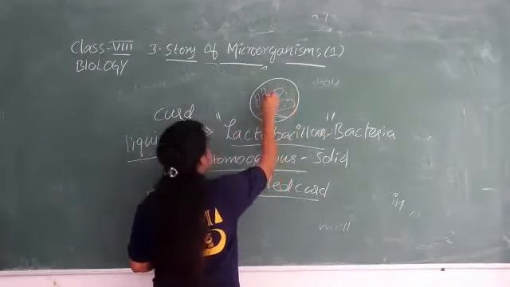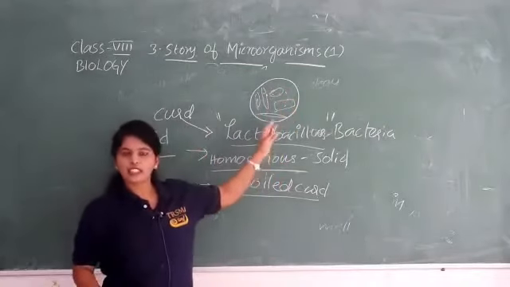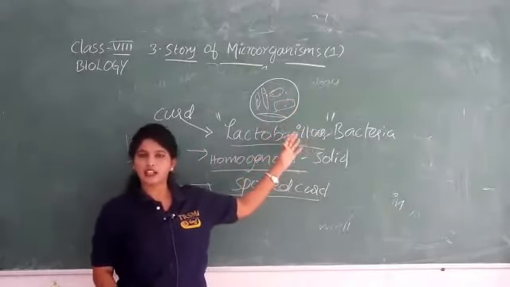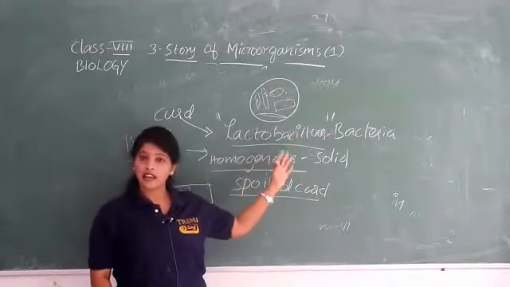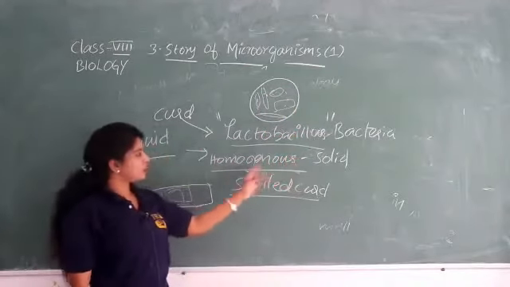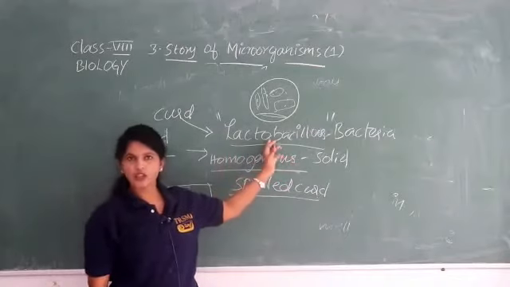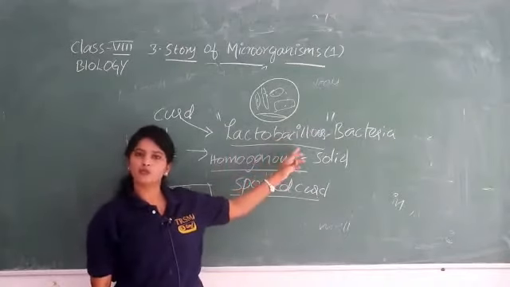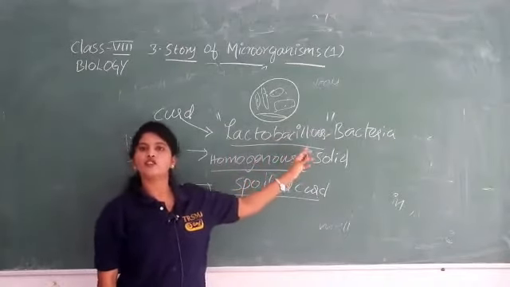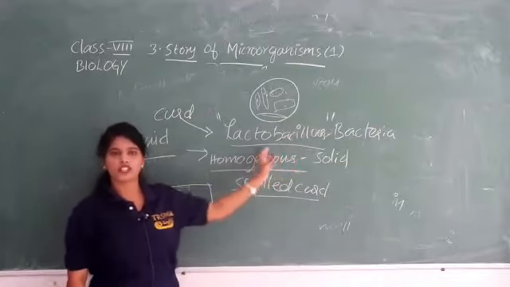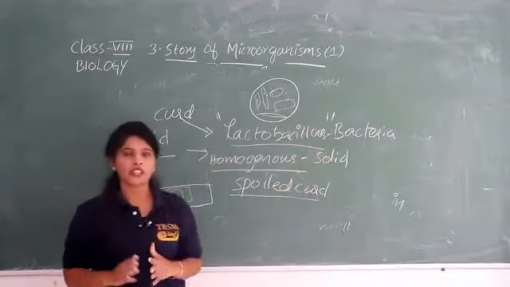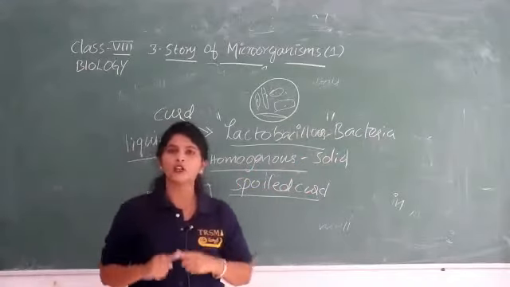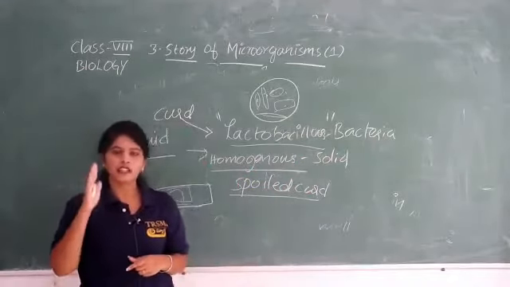But I get some cells. These kinds of organisms are called bacteria. Why have we observed this bacteria? When curd is spoiled, there you will observe the growth of microorganisms, due to the presence of bacteria called lactobacillus. So we have finished one kind of microorganism, that is bacteria.